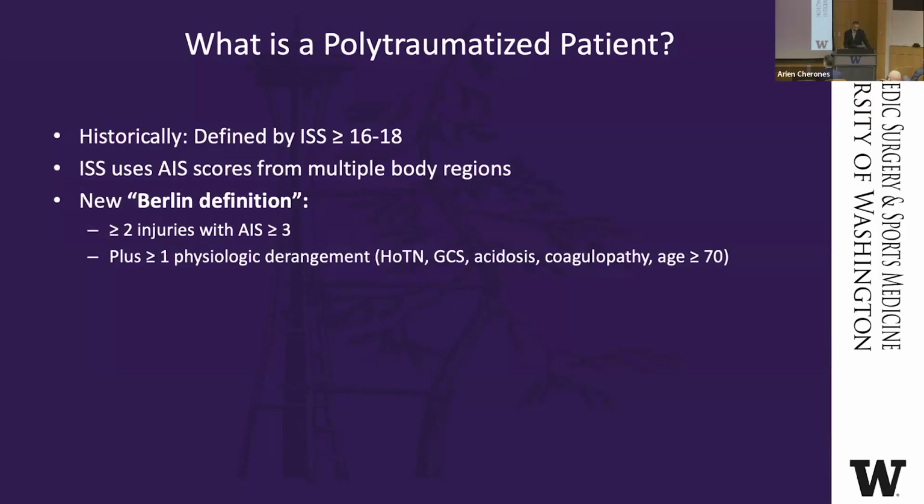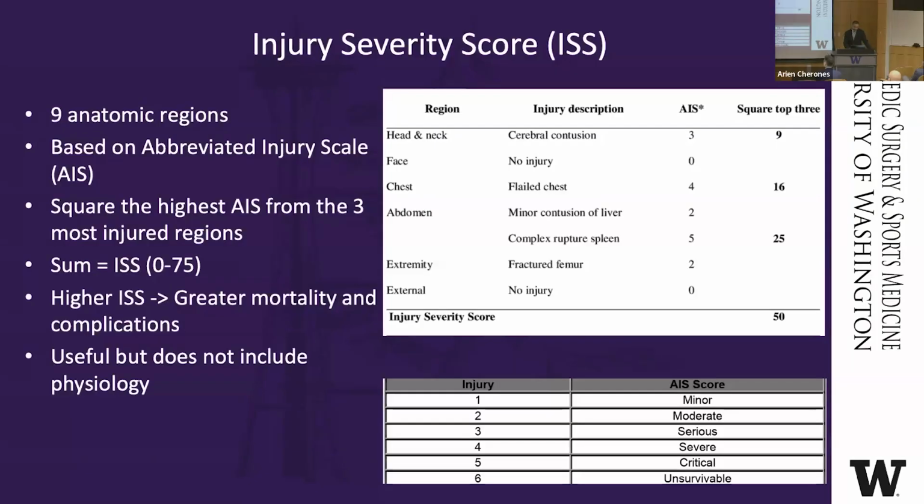And there was one of the papers by Volpin and colleagues to describe the Berlin definition, using anything with greater than or equal to 2 injuries with an abbreviated injury scale of greater than or equal to 3, as well as 1 or more physiologic derangements, such as hypotension, your GCS, acidosis, coagulopathy, or patient's age, typically being greater than 70.